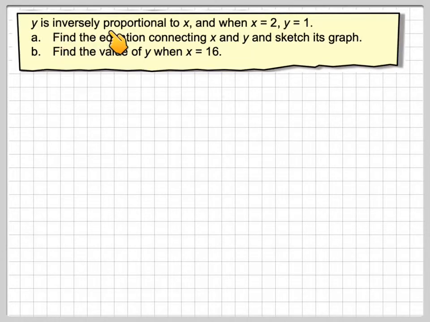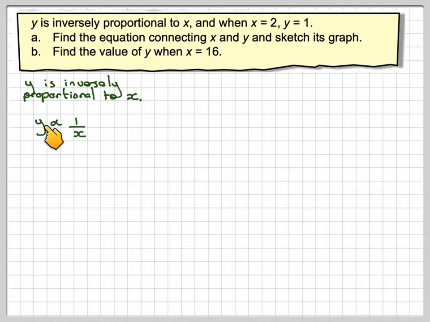Okay, y is inversely proportional to x. It says inversely proportional to, and when x is 2, y is 1. Find the equation connecting x and y and sketch its graph, and then find the value of y when x is equal to 16.